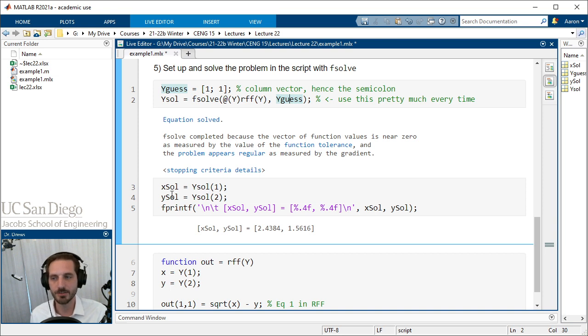Once that happens, then you can go down here and look at, okay, well, what actually happened? It looks like xsol, ysol is 2.4384 and 1.5616, which if you compare that over to what we found in Excel, you'll see it's the same thing. Those came out, as far as we can tell, to be the same thing. Let's see if we can break it by changing our initial guess to a -1, and we'll see what that says. Matlab seemed to have solved it just fine.